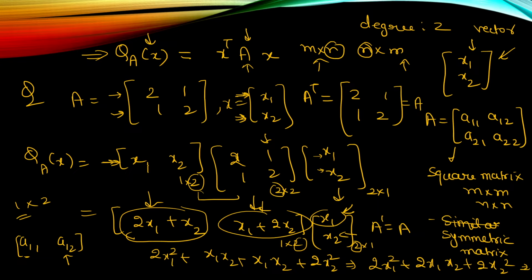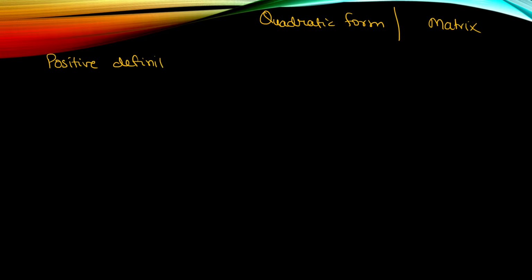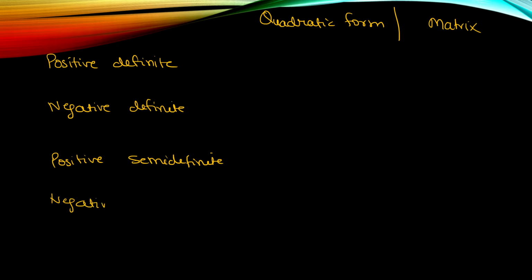Now there are three criteria. This quadratic form of a matrix, only with the matrix, you can find out whether the condition is positive definite, negative definite, positive semi-definite, negative semi-definite, or indefinite.